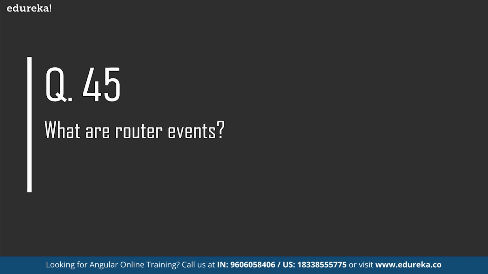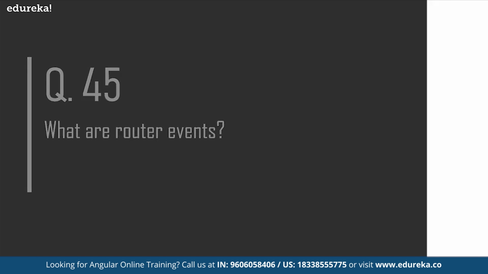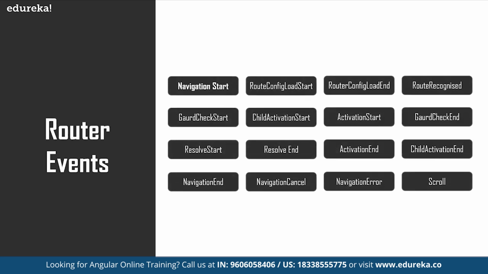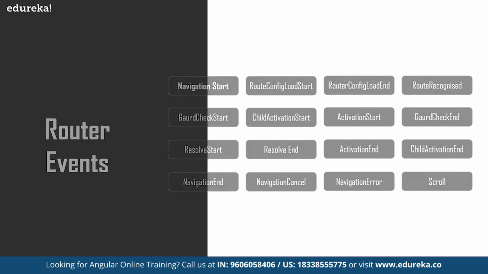Our next question is related to routing, and this is, what are router events? So during each navigation, the router emits navigation events through the router.events property, allowing you to track the life cycle of the route. The sequence of router events is as below. First is NavigationStart, then RouteConfigLoadStart, RouteConfigLoadEnd, RoutesRecognized, GuardsCheckStart, ChildActivationStart, GuardsCheckEnd, ResolveStart, ResolveEnd, ActivationEnd, ChildActivationEnd, NavigationCancel, NavigationError, and Scroll.